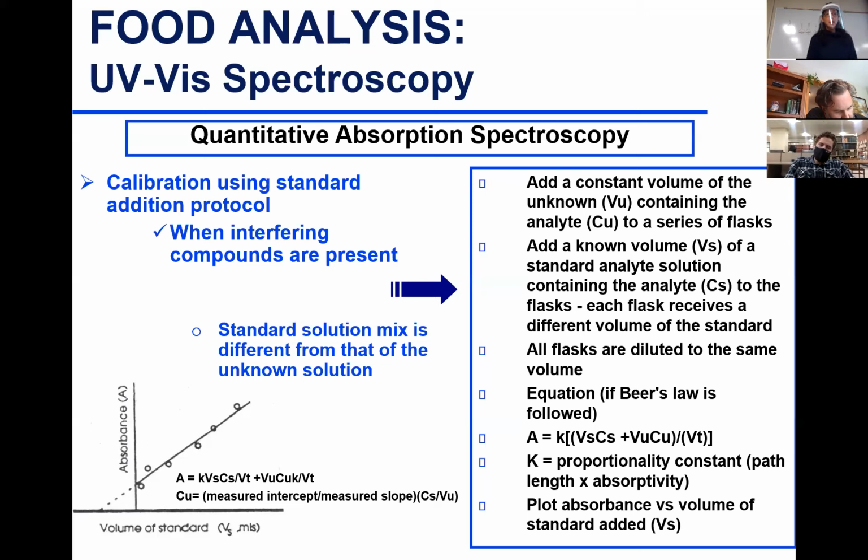And I measure absorption and I plot my absorption, as you can see here, over the volume in milliliters of my standard. And I get this equation here. My only unknown that I will solve for is the concentration of the unknown, because K is a constant, which is the proportionality constant of path length times absorptivity. The volume of the standard and concentration of the standard are known because I put a similar amount and I have the concentration of my stock solution.